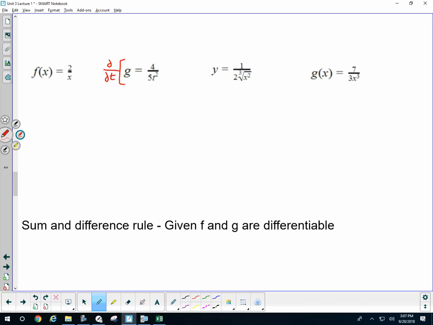So when I do this, you can either say, okay, the derivative of g is g prime, or using this multiplication notation, you could say you have dg/dt.